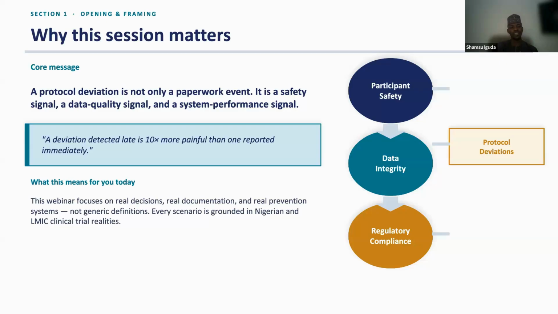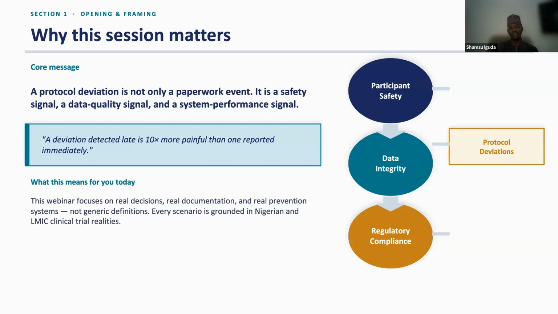In many of the sites I have worked with, deviation management is treated somehow as an administrative task, something the study coordinator usually handles, files away, and submits at the next monitoring visit. When that happens, a lot is being missed in the value of deviation management. Every deviation is actually telling you three things simultaneously. The first is it is a safety signal. It is asking, was the participant harmed? This is very important. Or were they put at risk, even if the answer is no? So the near miss also matters.